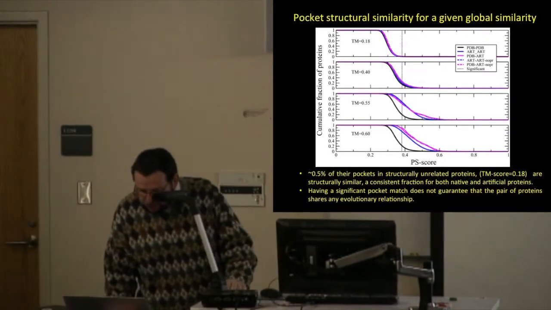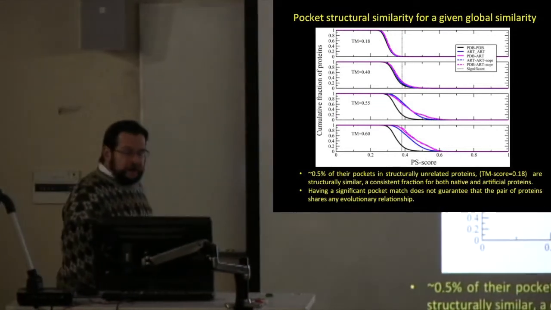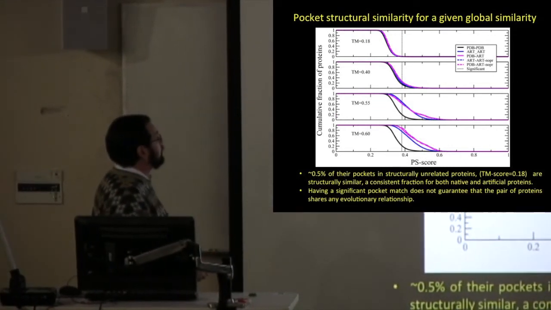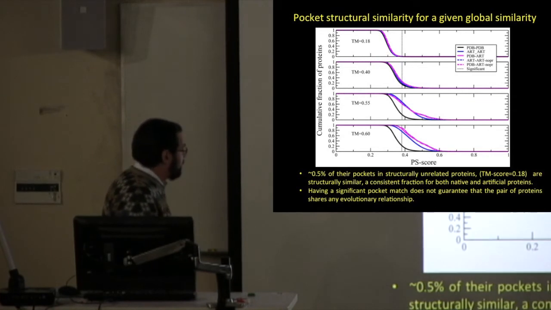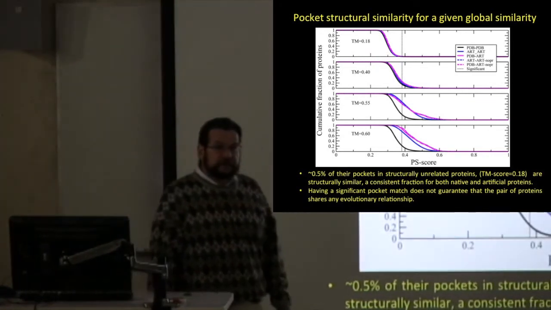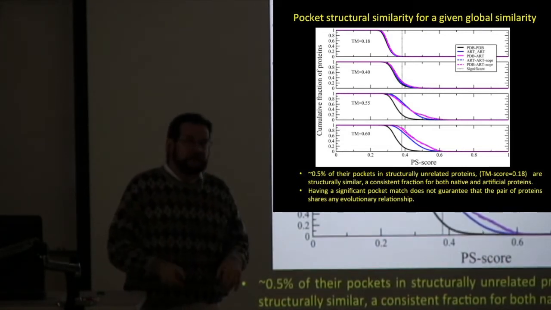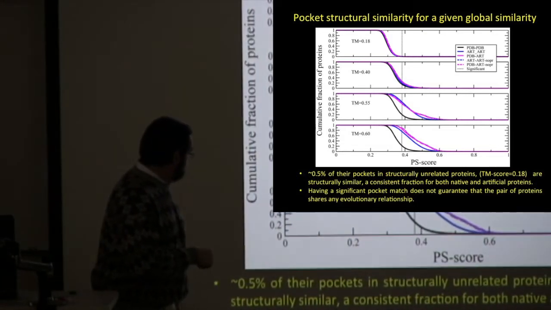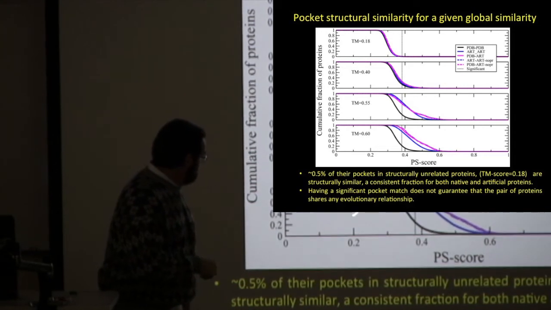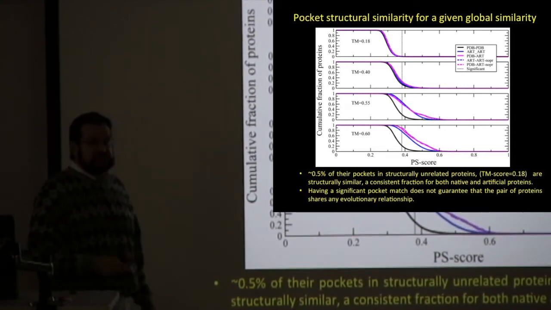Okay, now let's talk about pocket structural similarity for a given extent of global fold similarity. Now, if you really believed that the global fold dictated whether the pockets are the same, then when I have highly significant pockets, this has got a p-value of like 10 to the minus 6.